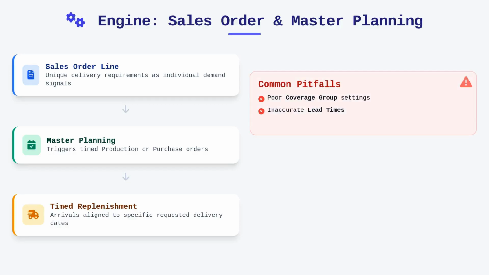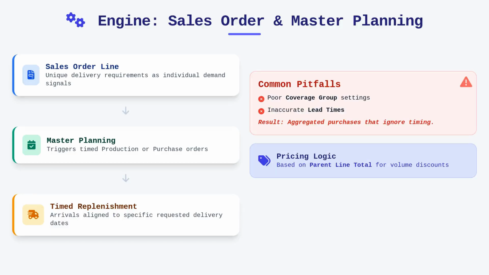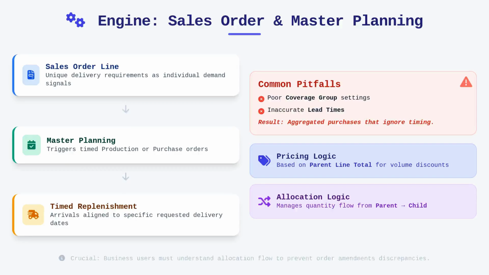If you fail to configure your coverage groups or lead times accurately, you risk the system suggesting an aggregate purchase that ignores the specific timing of the schedule, defeating the purpose of the feature. Furthermore, the pricing logic is calculated based on the total quantity of the parent line, which ensures that volume discounts remain intact regardless of how many individual deliveries are processed. You must ensure that the allocation logic, which determines how quantity changes flow from the parent to the child lines, is understood by the business users to prevent discrepancies during order amendments.